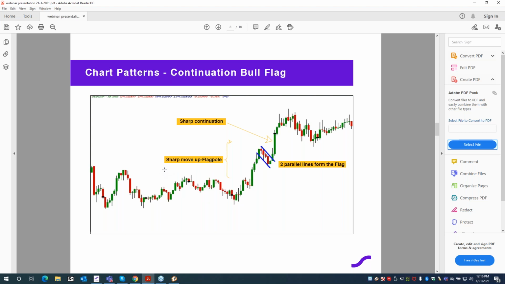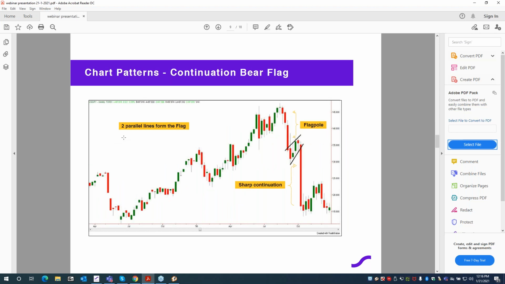It's not too difficult to implement, but you need to be a bit careful and a bit patient. You can try all of these patterns on different time frames. They usually work on different time frames, but they usually work better on longer time frames. We also have now a bear flag, continuation bear flag, which again is the same concept.